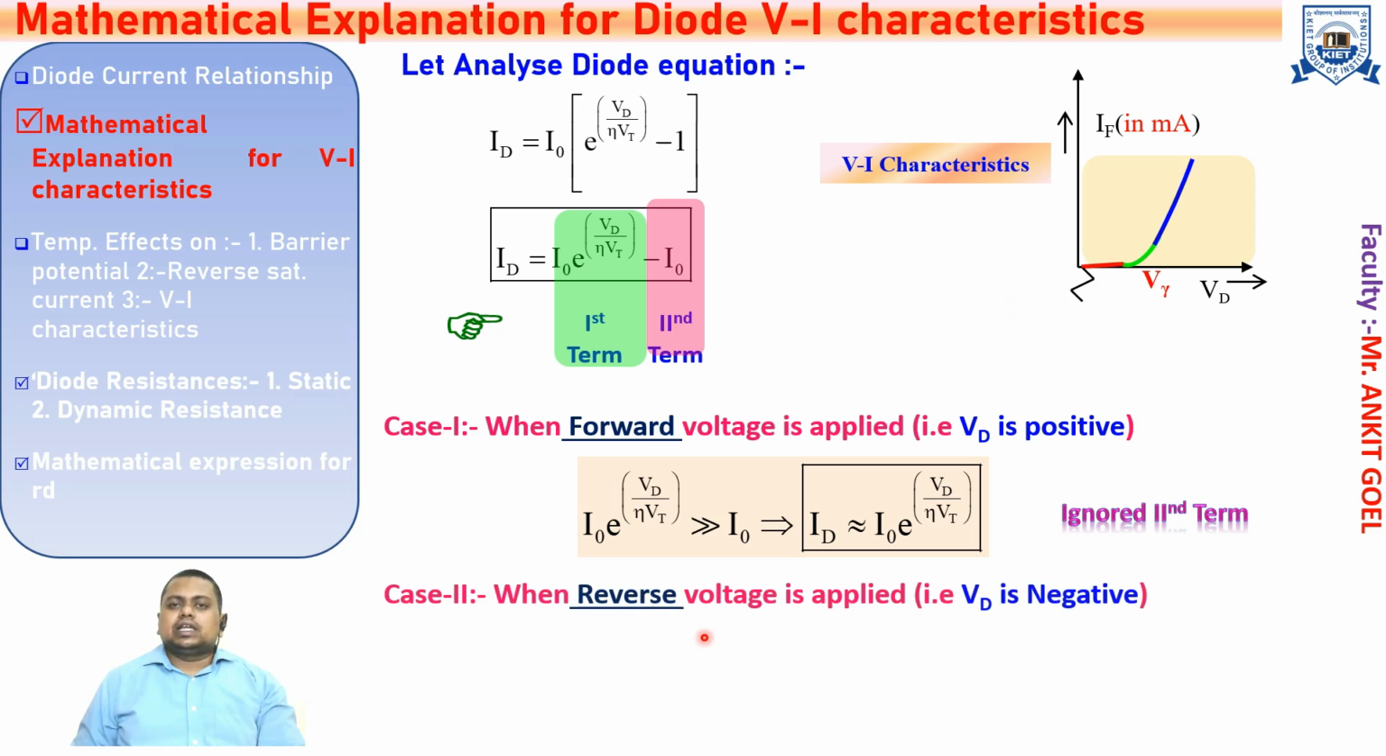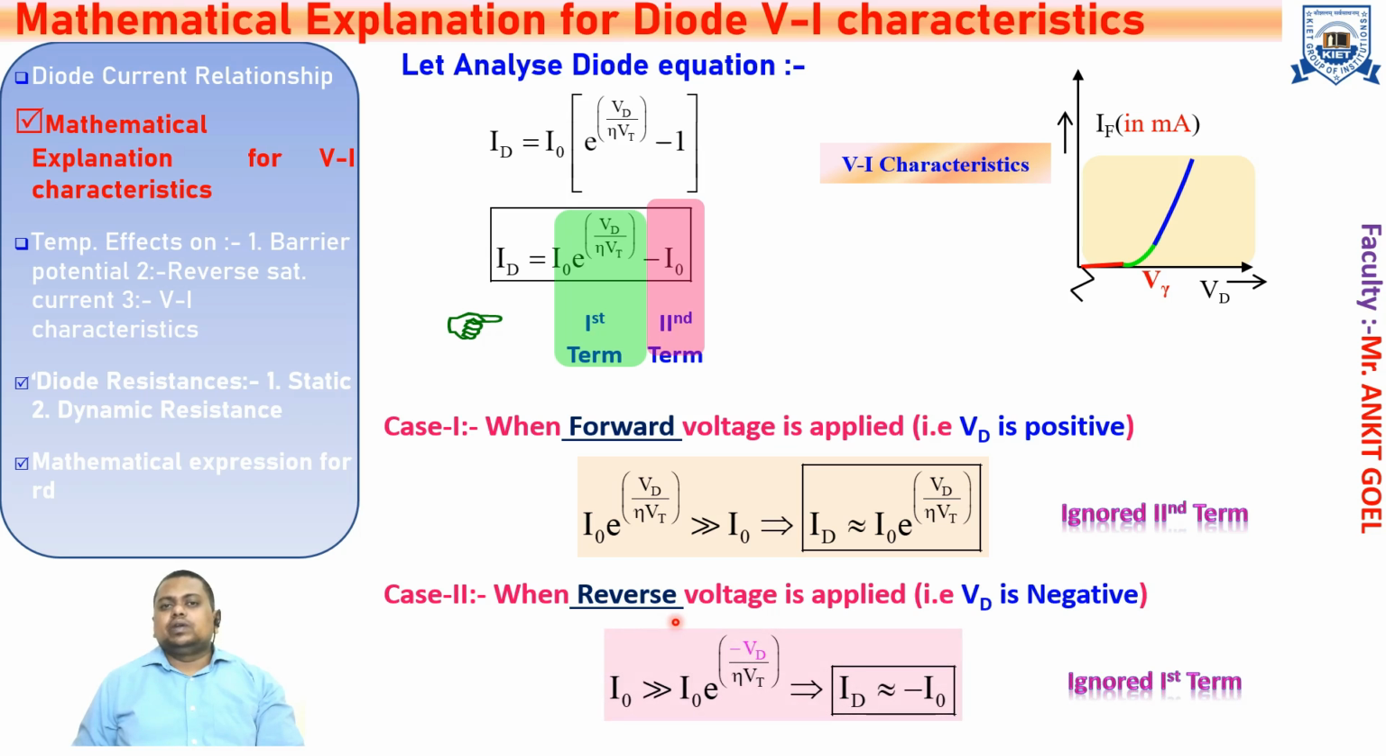Now let's take the second case, in which the reverse voltage is applied, so V_D is negative. Now the second term will dominate over the first term, so I_0 will become much more than I_0 e^(−V_D/ηV_T). So I_D is equal to minus I_0. You can see it is the approximate relationship in the reverse bias condition. This is the highlighted portion where I_D is equal to −I_0, before the breakdown voltage. So this is the mathematical relationship between the diode current equation and the diode VI characteristics.